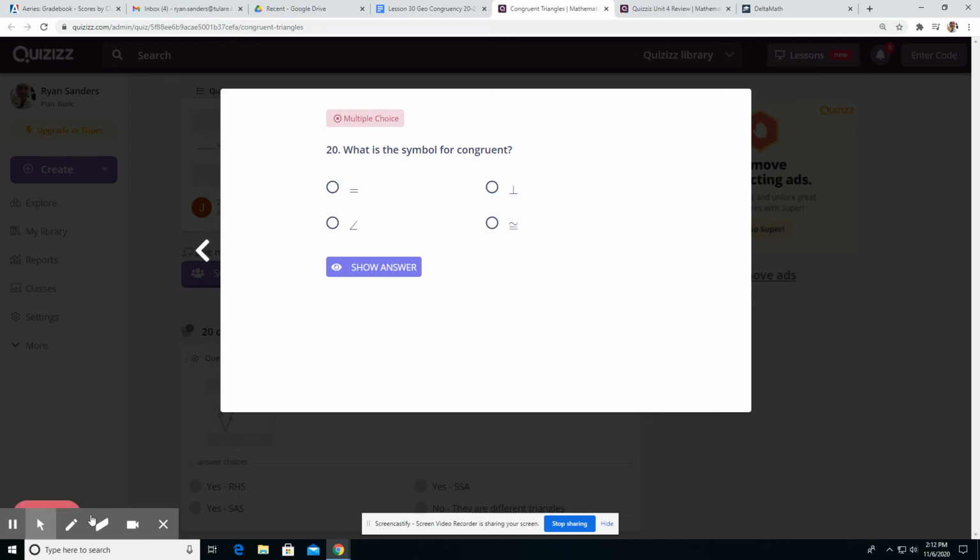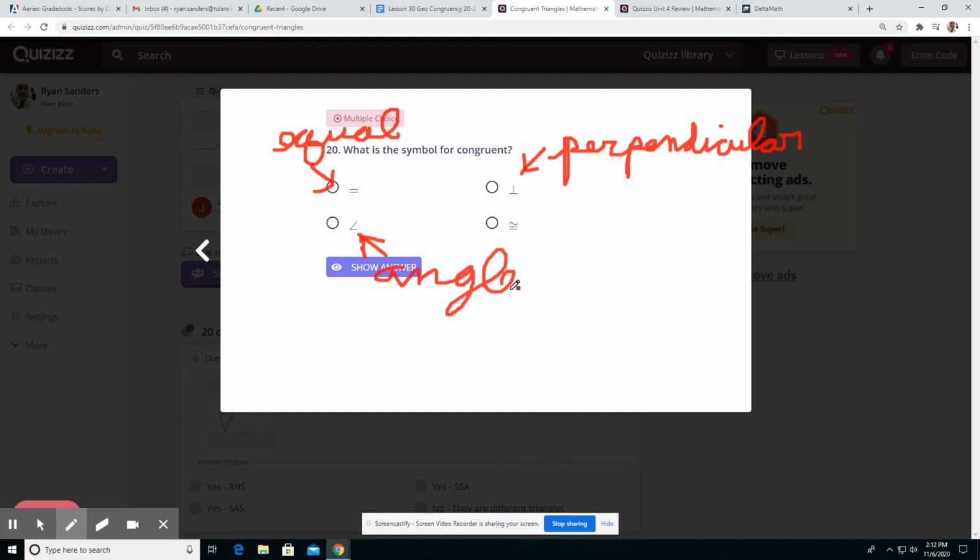What is the symbol for congruent? That's equal. That's perpendicular. That's angle or less than. I think since we're in this congruency, that's probably angle. There it is. This is just similar, but when you have the equal sign below it, that's our congruent.